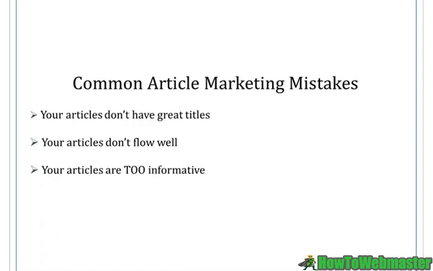Your articles are too informative. What we need to happen with your article marketing is you need to give good content. You need to make sure that you are providing value, but you don't want it so informative that there's no reason for them to go searching for more. You want to leave them basically salivating for, okay, this is good, but I need more. Where can I get it? And you're going to give them that in your bio box at the bottom, where you're going to lead them to the website for more. Your articles don't have good author bios, like we were just talking about. You don't do a good enough job of giving them a good call to action.